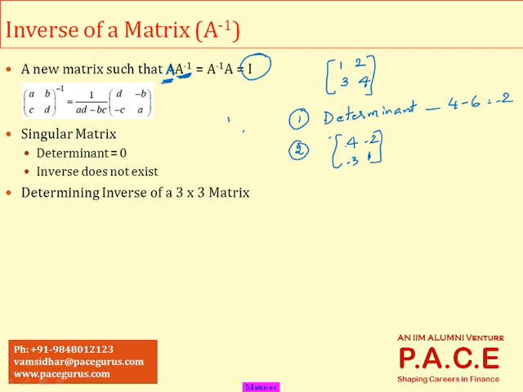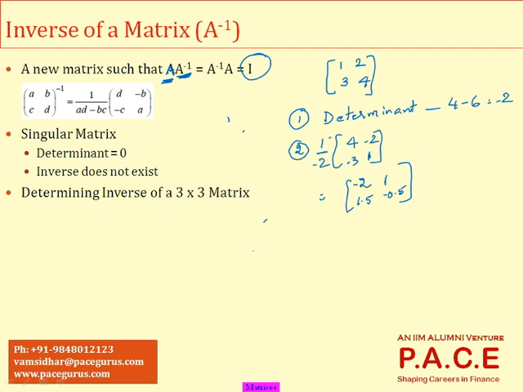This is the new matrix and make it 1 by the determinant. Which means the new matrix is 4 by minus 2, which is minus 2. Minus 2 by minus 2, which is 1. Minus 3 by minus 2, 1.5. 1 by minus 2, minus 0.5. This is the resulting inverse matrix.